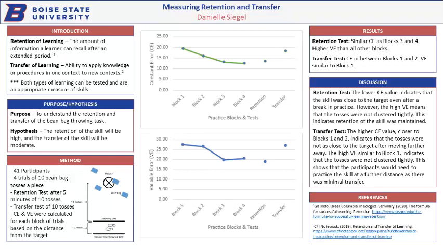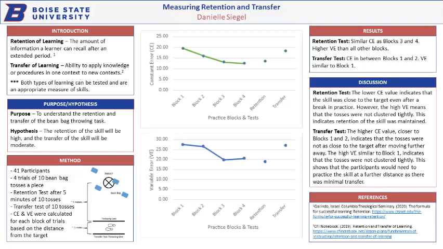skill. Transfer of learning is the ability to apply knowledge or procedures in one context to new contexts. For example, throwing a beanbag at one distance and then attempting to throw the beanbag at a further distance. In this lab, the purpose was to understand the retention and transfer of a beanbag throwing task. I hypothesized that the retention of the skill will be high and the transfer of the skill will be moderate.